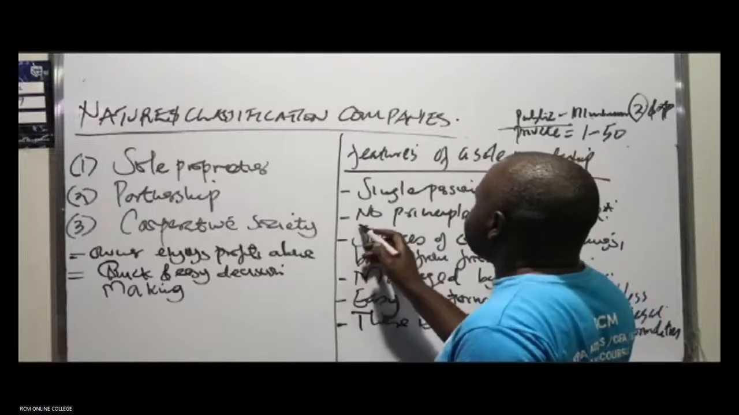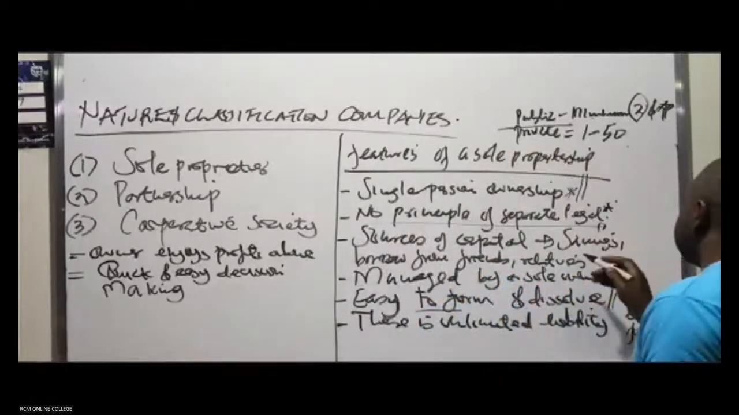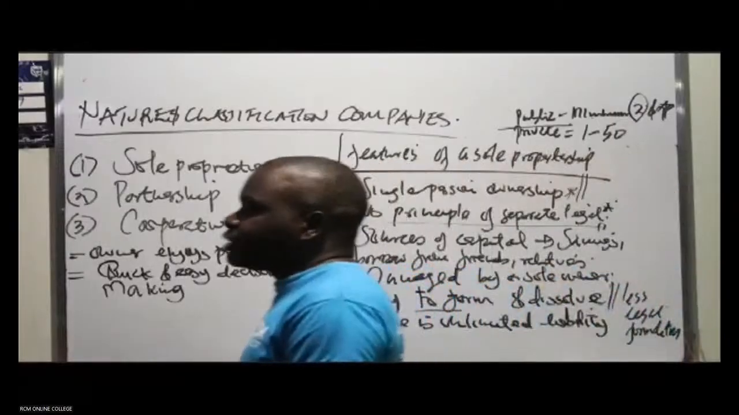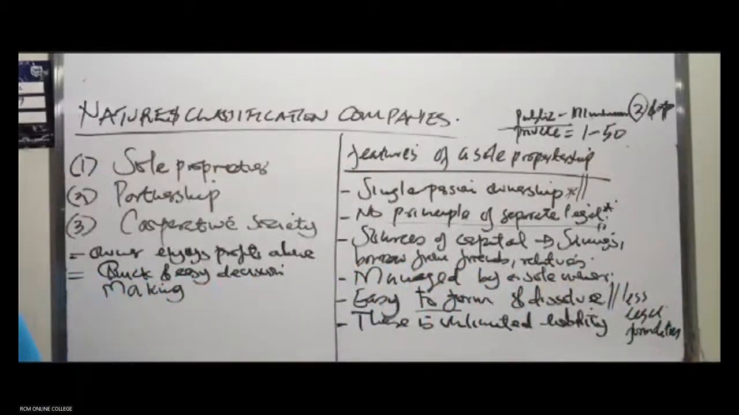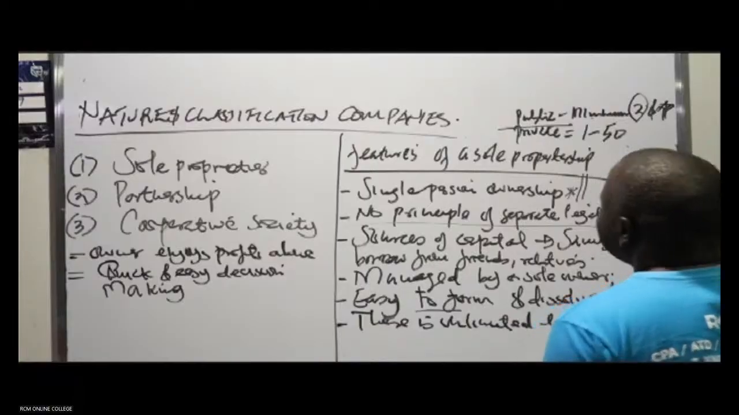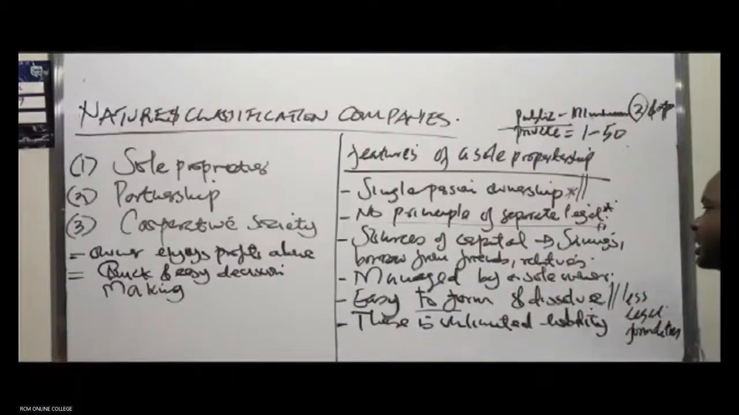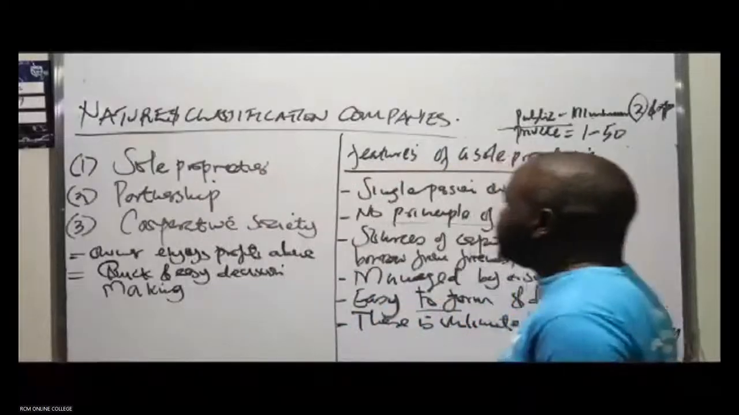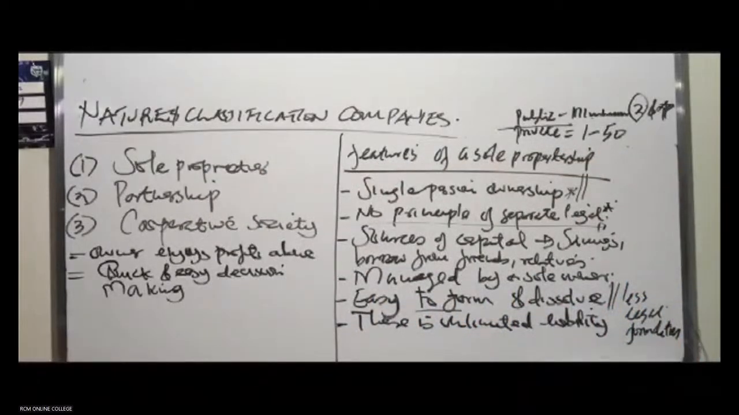When you look at this one, there is no principle of separate legal entity. In a sole proprietor, we view the business and the owner as one and the same person. There's no distinction between the business itself and, in this case, what? The owner. And therefore, this principle of separate legal entity doesn't exist in a sole proprietor. And therefore, all those other features that emanate from this principle do not exist in a sole proprietor.